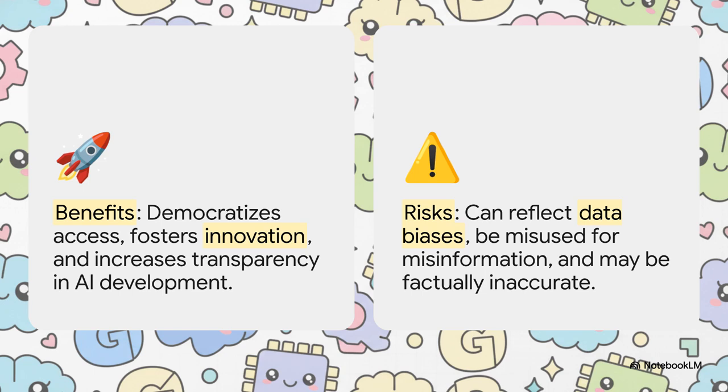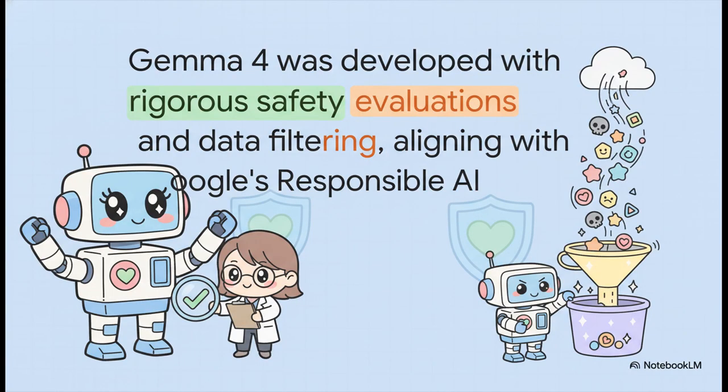But there are real risks. They can pick up unwanted patterns from their training data, and just like all models today, they can be factually wrong or used in ways they weren't intended for. So the crucial point here is responsibility. According to Google, these new Gemma models went through the same intense safety checks as their closed proprietary models. The training data was carefully filtered to remove sensitive information and other harmful content, all in an effort to get ahead of these risks from the very beginning.